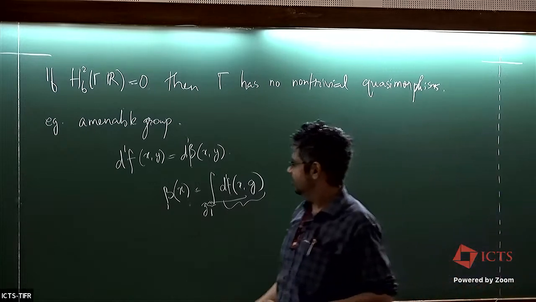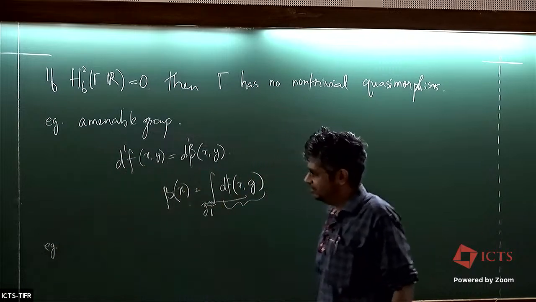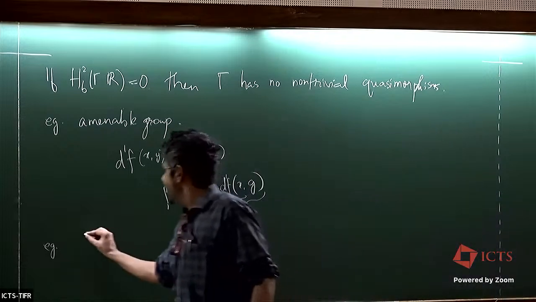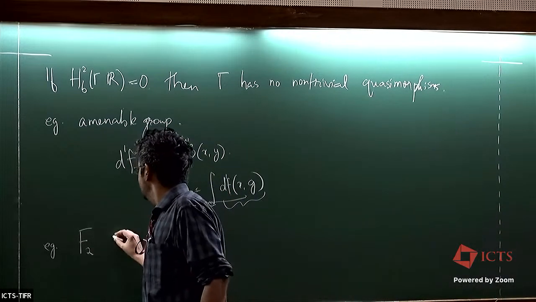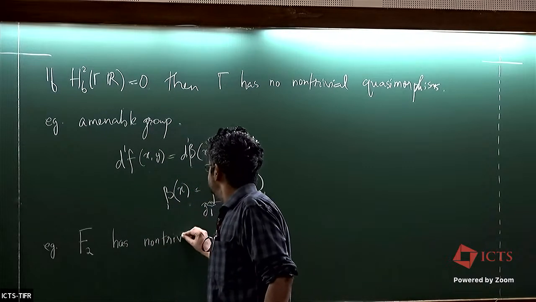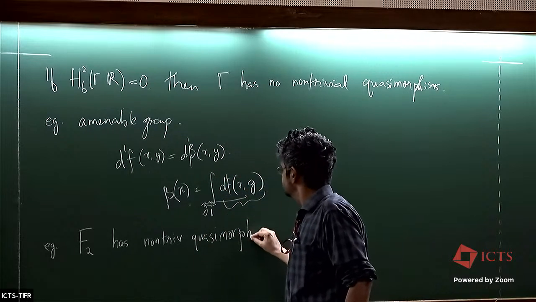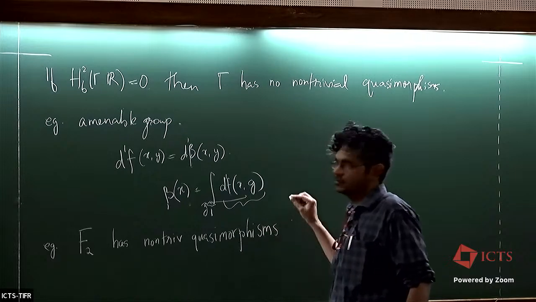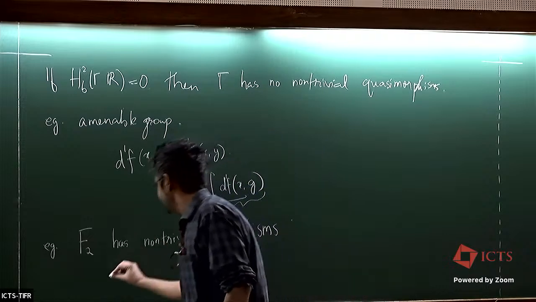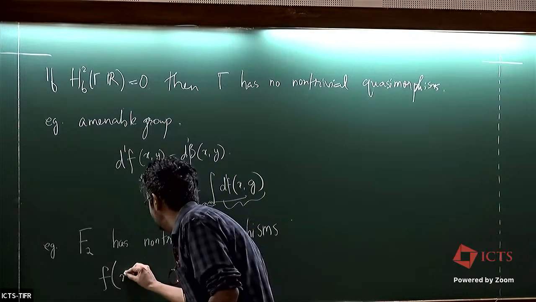The other is a more interesting example, and I'm not going to prove it. It's nice. It's something fun that you can try to work out. F2, the free group, has non-trivial quasimorphisms. This is the example that you were asking about. And what is the construction? I'll write it down, and I don't have the proof here, but it's not hard.